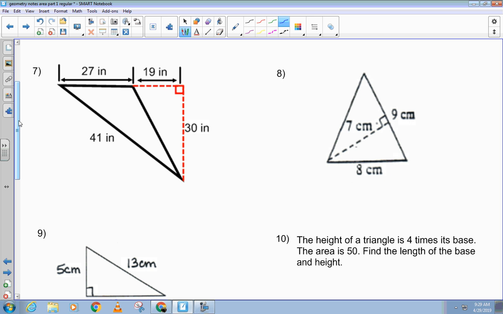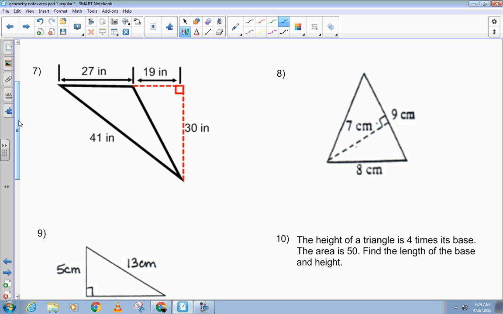It's turned upside down. Remember, the height has to be perpendicular to the base. So what segment is perpendicular to the base? Okay, so this is my right angle, all right? So one of these is the base and one of them is the height. Which one's going to be the base?